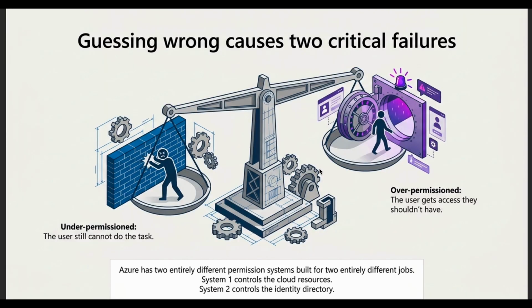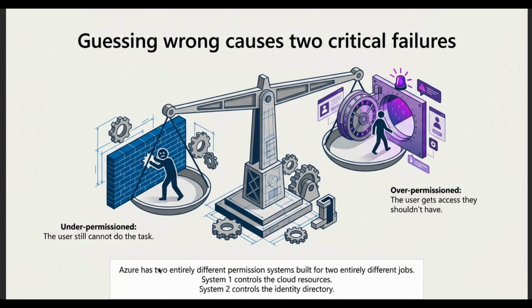Now, this is important because in a real project, giving the wrong permission can cause two problems. That is under-permission: the user still cannot do the task because they don't have the permissions, like to manage a user or create a virtual machine. Or worse, they get access they should not have. And in cloud security, that is a big deal. Giving high-privilege access can cause unwanted disruptions. So before we talk about the how, let us first understand the why.